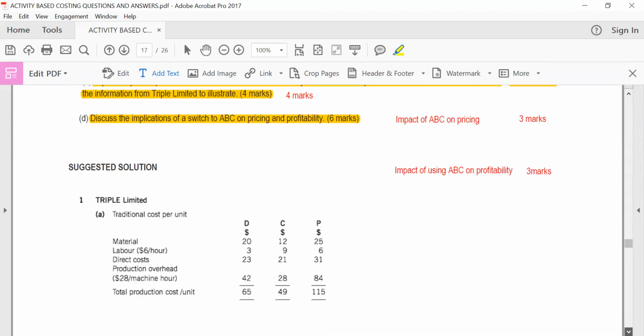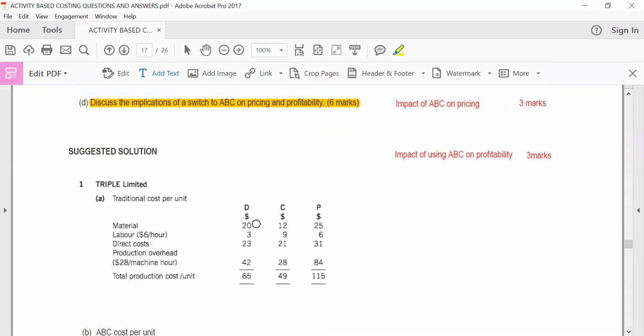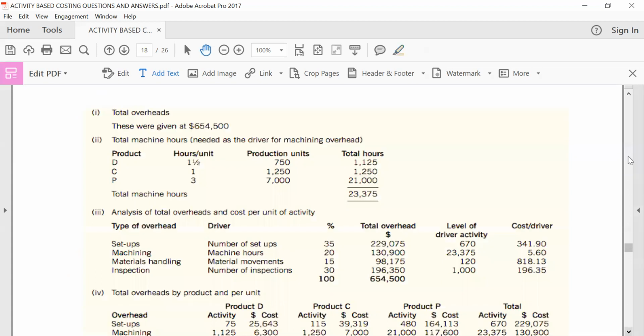Let's check what the examiner did. The examiner got it perfectly. It's a good job by the examiner. He also got it perfectly, 65. The next one, he got what? 49. And the last bit, the examiner beautifully got 115. That ends it. Then we are supposed to use activity-based costing.